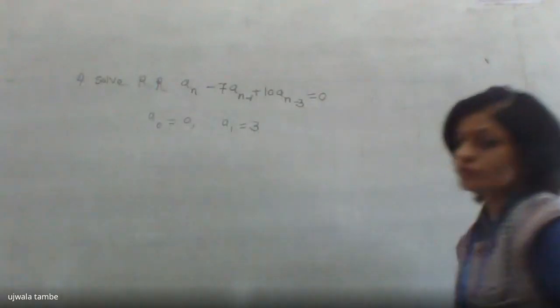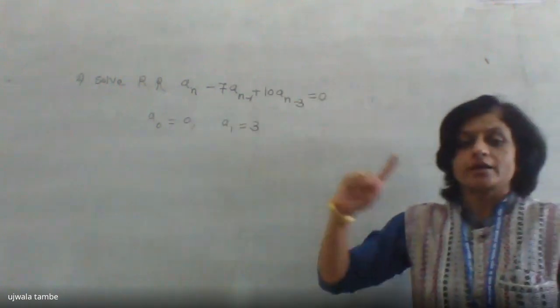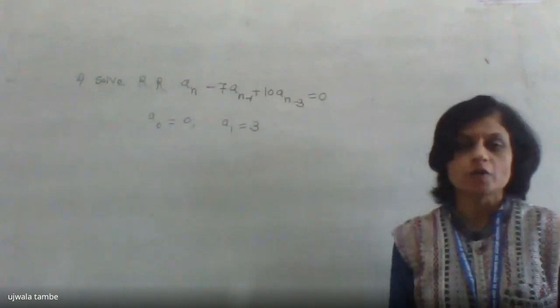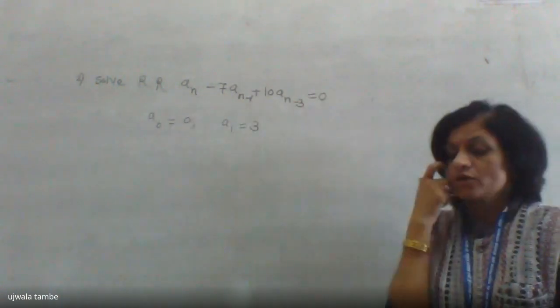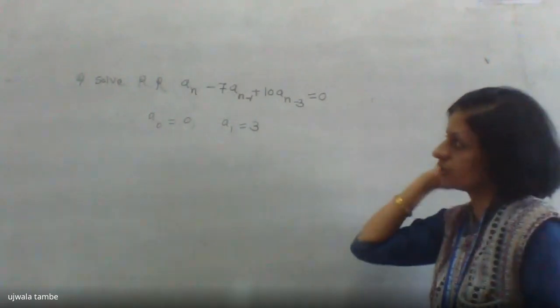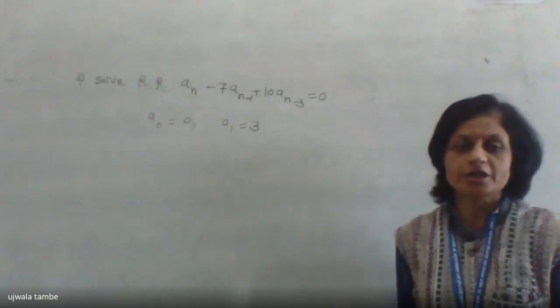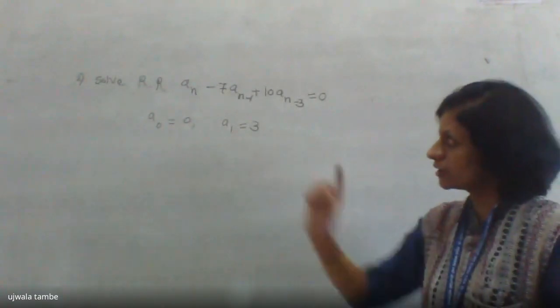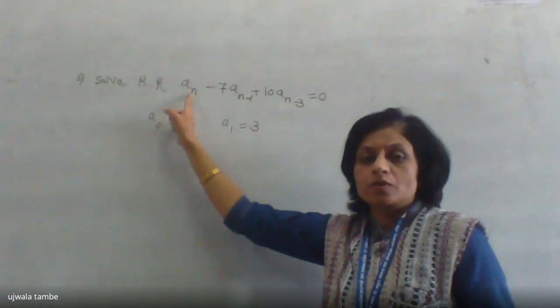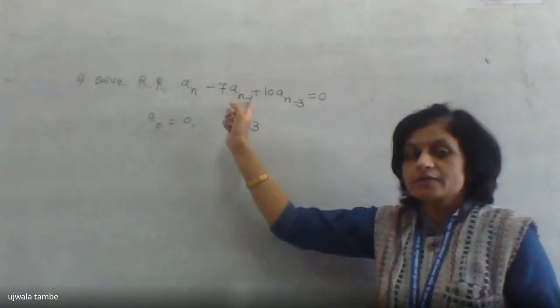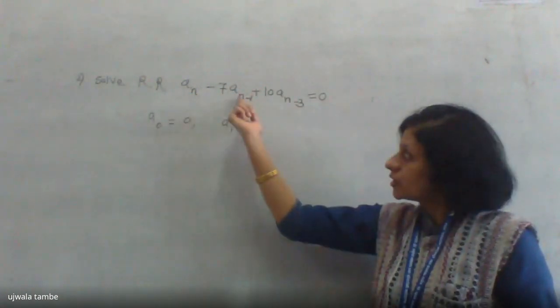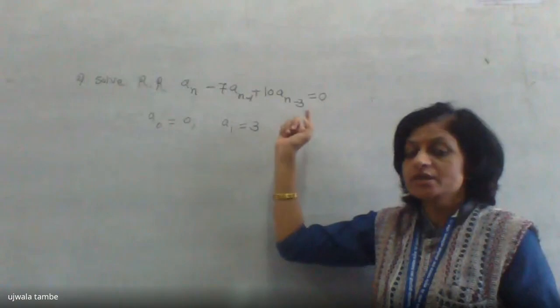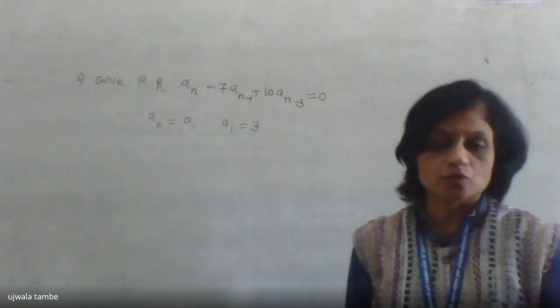Then question: solve the recurrence relation given. First we check whether the equation is a homogeneous recurrence or not. This is a homogeneous recurrence relation. Convert the homogeneous recurrence relation into a characteristic equation by putting a_n equal to alpha raised to r, a_(n-1) is alpha raised to r minus 1, and a_(n-2) means alpha raised to r minus 2.